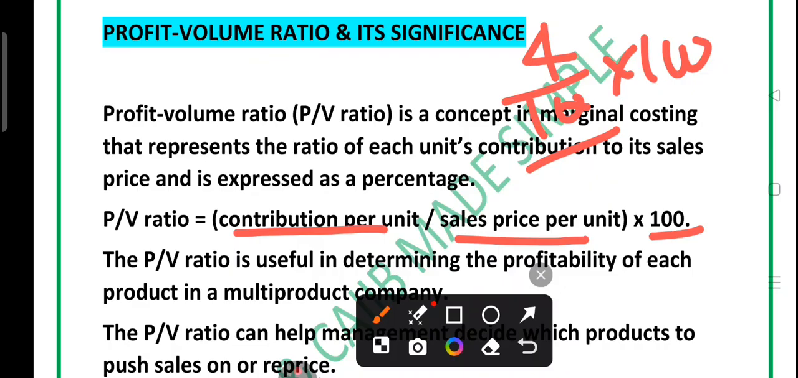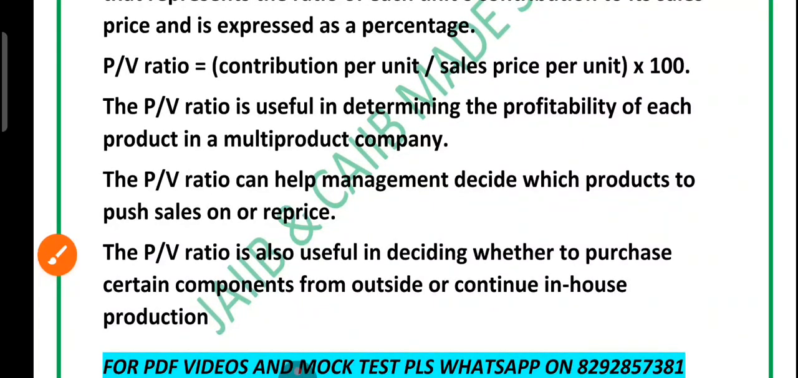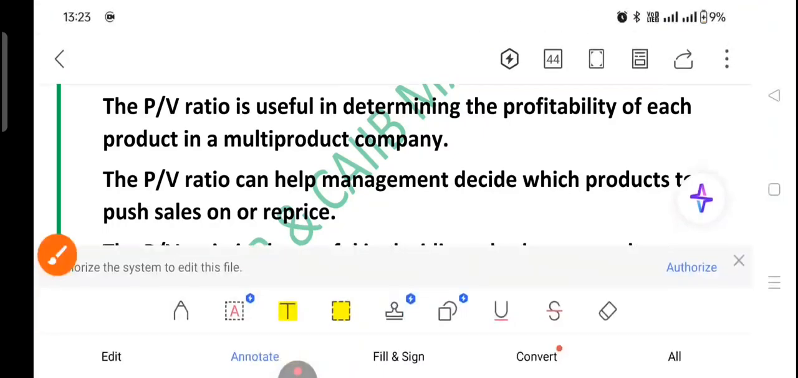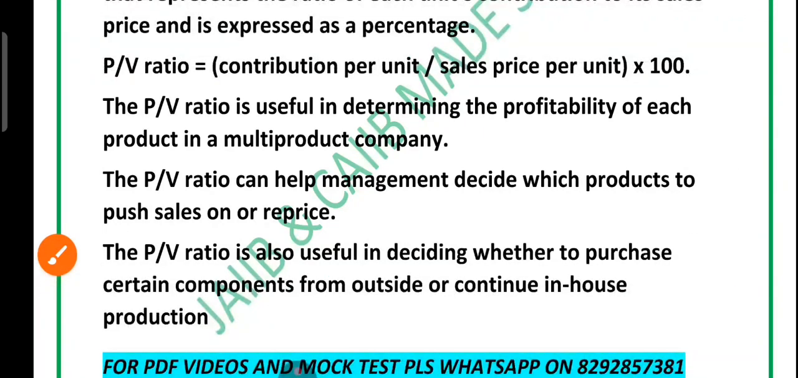That means for every 100 rupees sale that you make, rupees 40 is available as contribution to cover the fixed cost and the profit, isn't it? Now why is this ratio so important for management and for us in the examination? Because for a company which is selling multiple products, it helps in knowing which product is more profitable. That is, it helps in determining the profitability of each product.